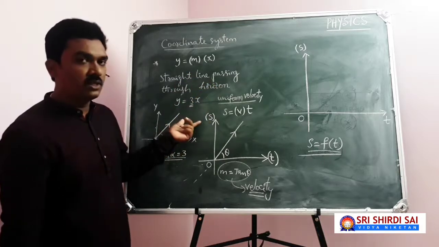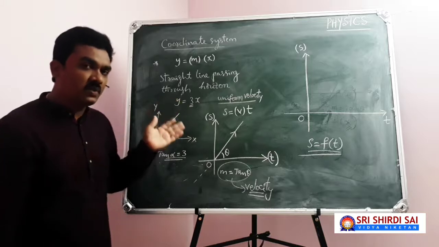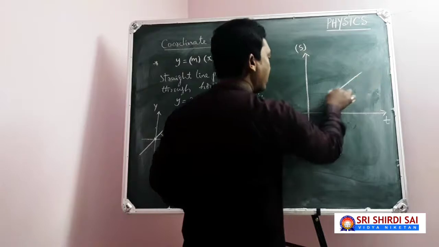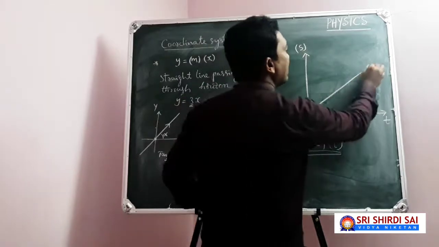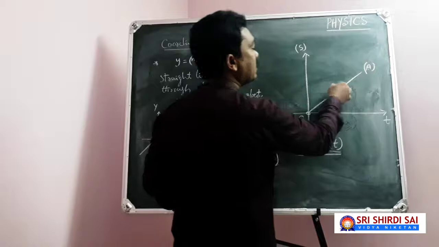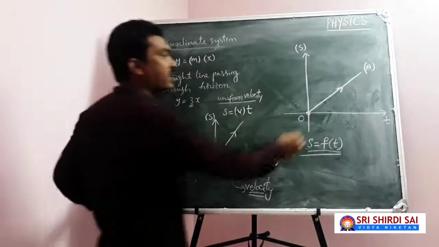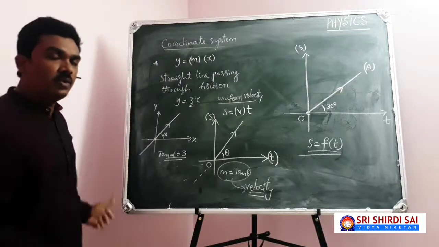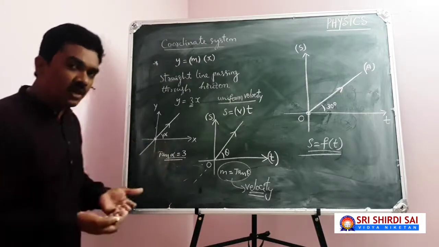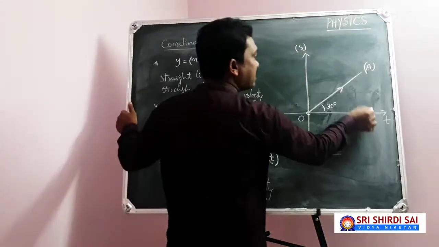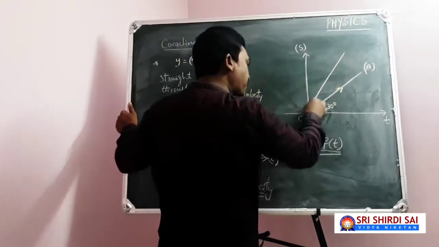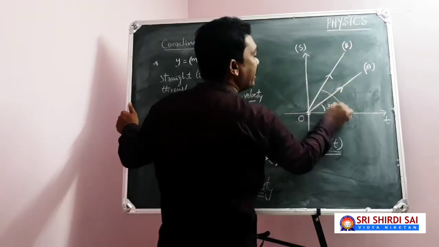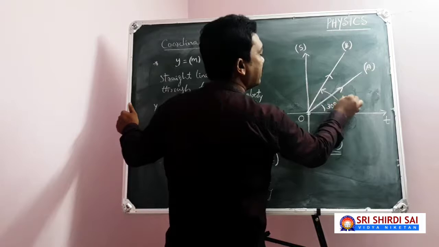Now I am connecting with this. So when you have studied displacement of your body varying with the time, then you have drawn a graph for one particular body which is A, and the graph is a straight line passing through origin and is making some angle here, 30 degrees. At the same time, you have studied the motion of another body whose displacement versus the time graph is also a straight line passing through origin, but this time the angle made by the line is 45 degrees.